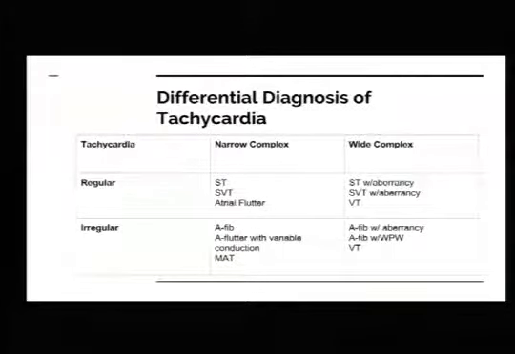And then irregular is going to be your AFib, A flutter with variable conduction. So it's not the classic 2-to-1, 3-to-1, 1-to-1. It conducts at different rates. And your multifocal atrial tachycardia. And your wide complexes, your sinus tach with your aberrancy. So all these have these weird aberrancies that have escape beats, and your VTach should be regular. Your VTach that should be VFib on that bottom one, sorry. And then AFib with aberrancy and AFib with WPW.